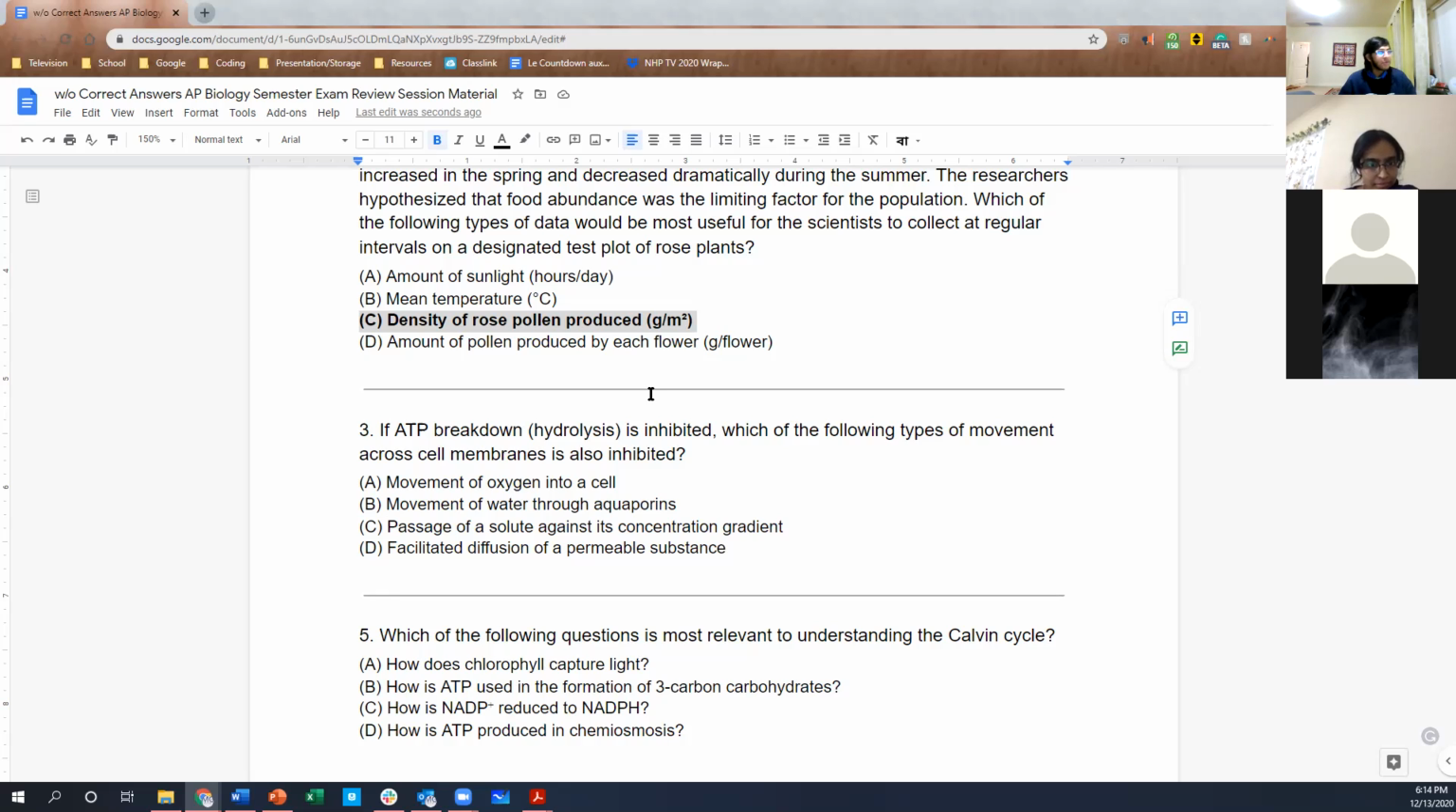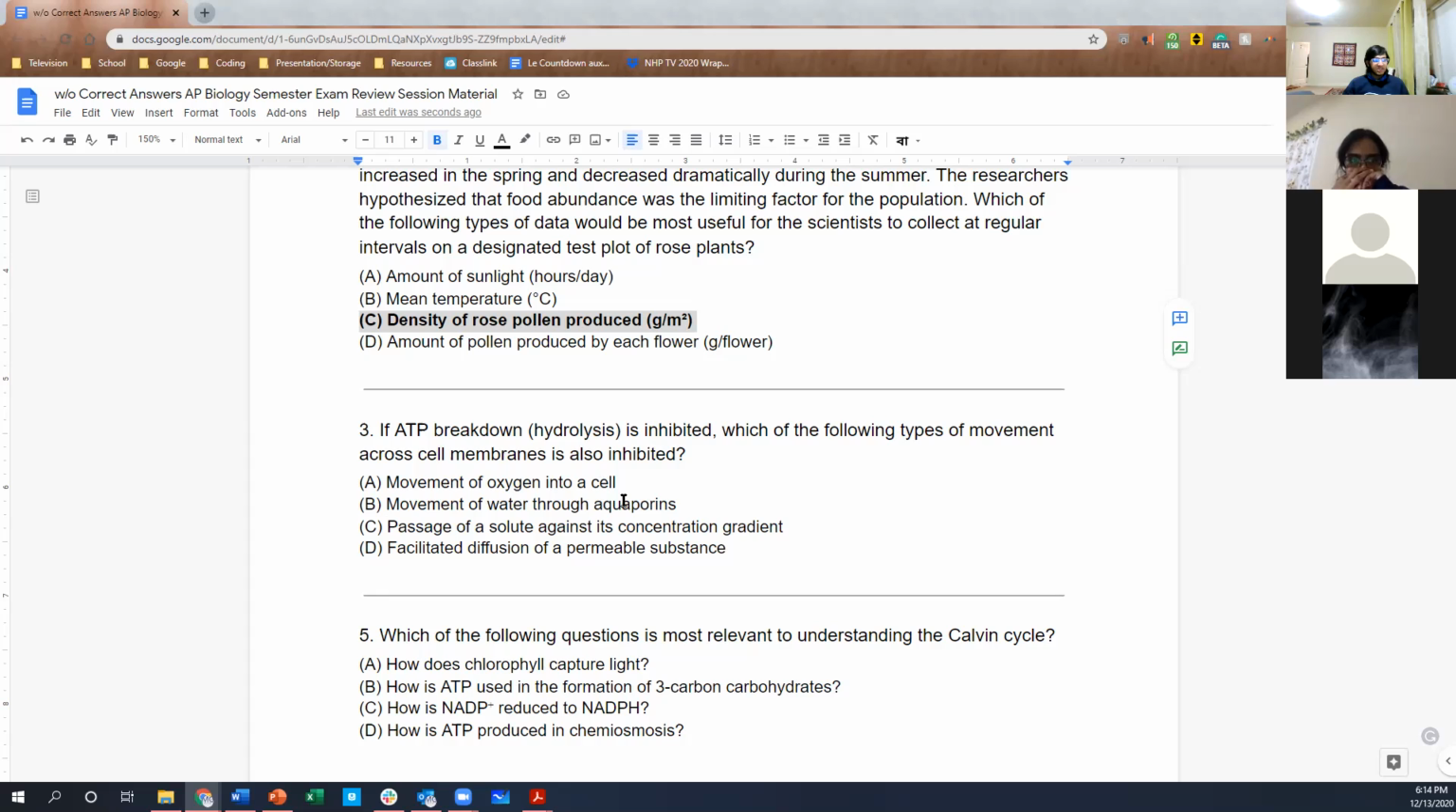Okay. Number 3, if ATP breakdown, which is hydrolysis, remember hydrolysis is breaking down using water, right? Break down the word: hydrolysis, using water to lyse it, to break it down. Whereas condensation reactions or dehydration reactions take away water to condense 2 monomers into a polymer. If ATP breakdown or hydrolysis is inhibited, which of the following types of movement across cell membranes is also inhibited?